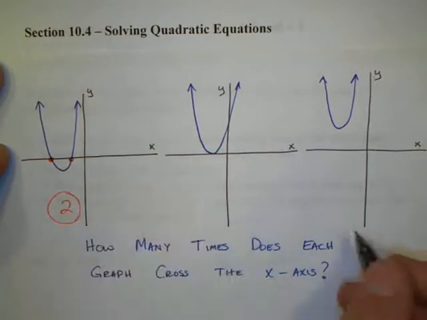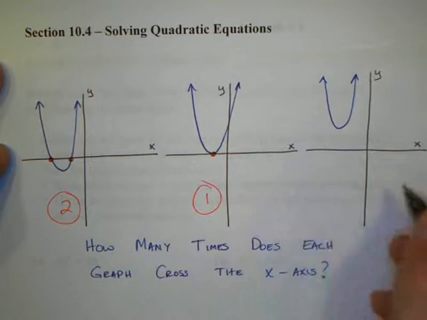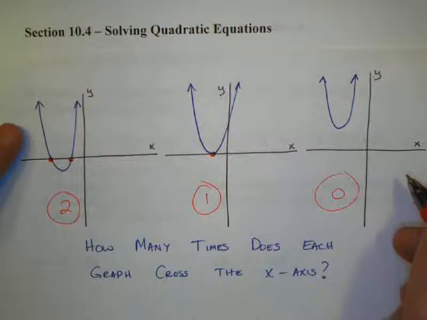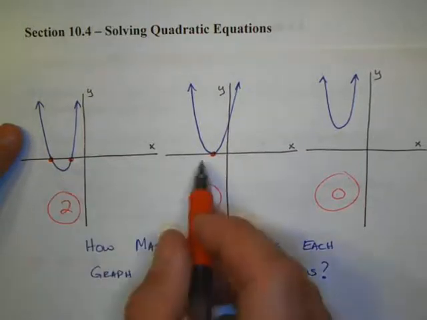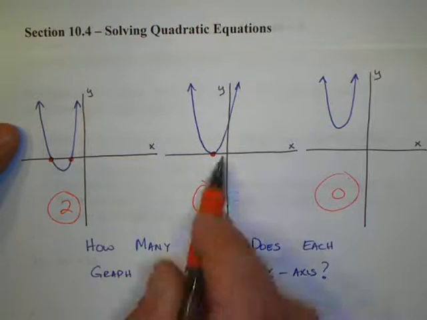Well, this first one, it's pretty obvious that it crosses 2 times. The second one, it comes down and touches, and it crosses 1 time. But this third one doesn't cross at all, and so that crosses 0 times. Well, what we're going to be doing this second half of the chapter is determining what point these are exactly where it crosses. Where is that spot exactly?